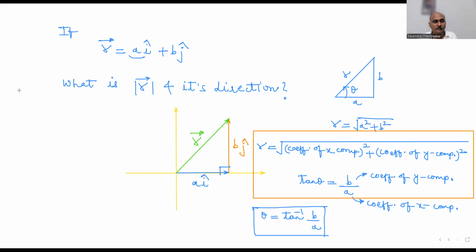So this is the generalized format to find the coefficient, the magnitude and direction of a given vector. Now always remember, this angle theta, the angle theta which we are measuring like this, is always measured from the positive x-axis in the anti-clockwise sense.